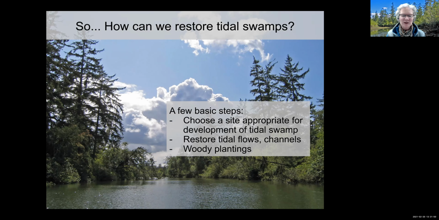First, we have to choose an appropriate site, and that isn't always straightforward. I would recommend you take a look at my 2019 report. There's an appendix in there that goes into some detail on how you can pick a good site for a tidal swamp restoration project. And then second, we do the basic things we need to do for any tidal wetland restoration: bring back the tidal flows and restore those channels that are so important for carrying the tides into the site. And then finally, of course, woody plantings are very important for restoring woody dominant vegetation.